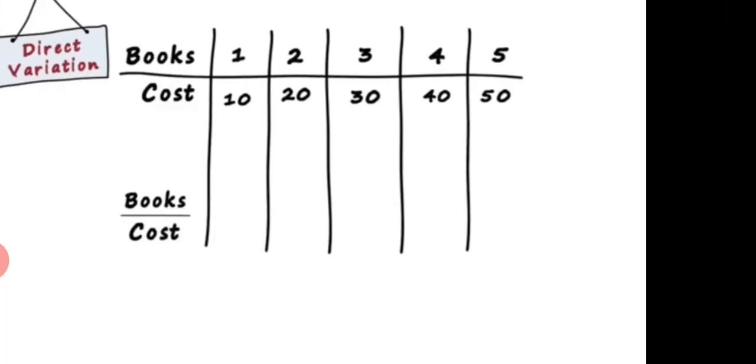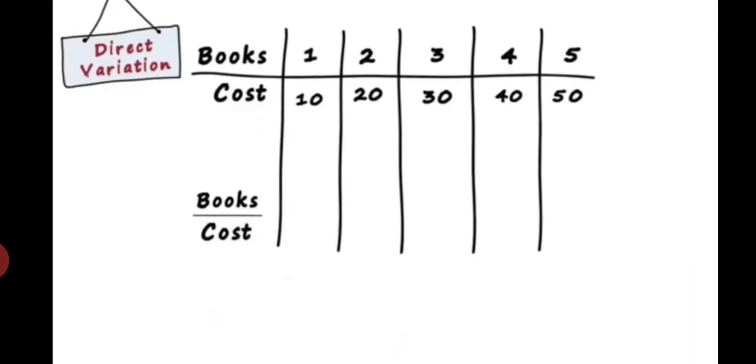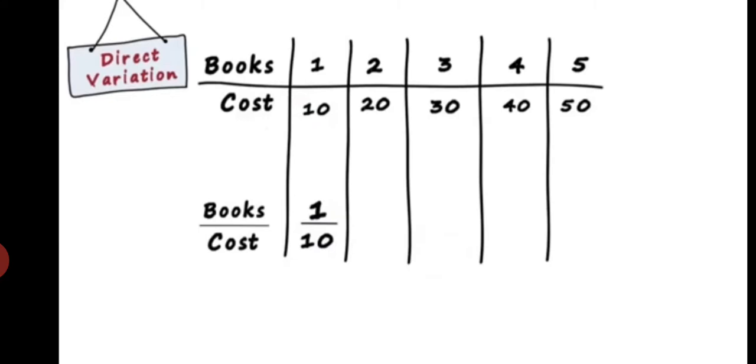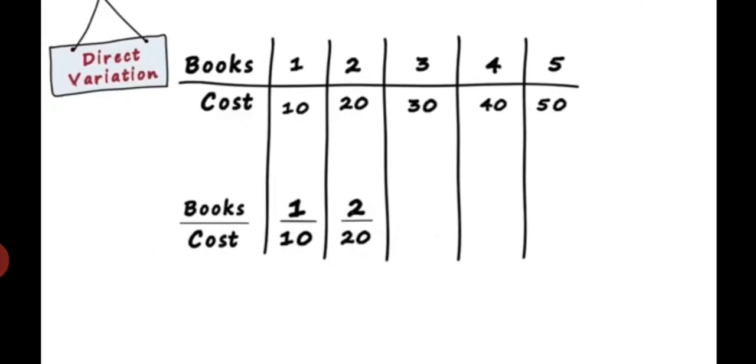Now, if we find the ratio of books and cost, what shall we get? Let's see. In the first case, the number of books is 1 and the cost is 10. So, the ratio is 1 by 10. Next, in the second case, the number of books is 2 and the cost is 20. So, what will be the ratio? Yes, it will be 2 by 20.